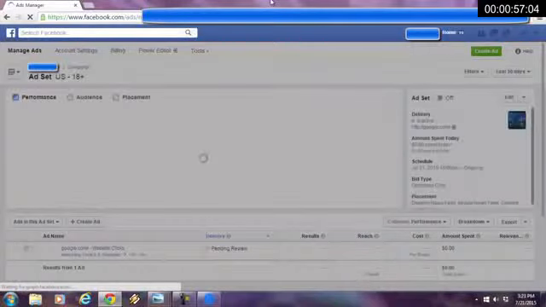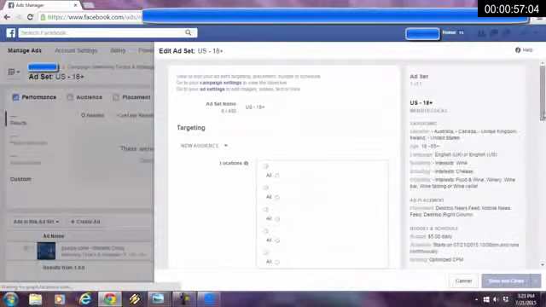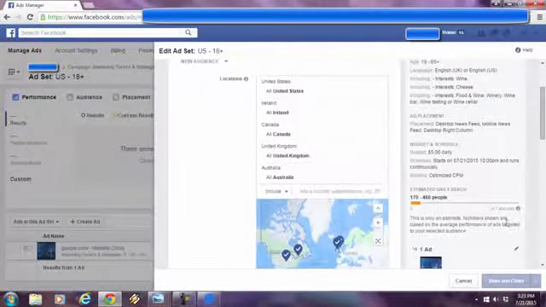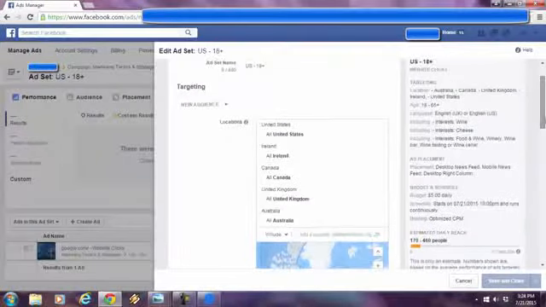And look at this audience size. It went down from 51 million people that Facebook said was targeted, down to 7.4 million people. Now, why is that? Well, if you look at the interests, they're all the same. The English-speaking countries, that's all the same.